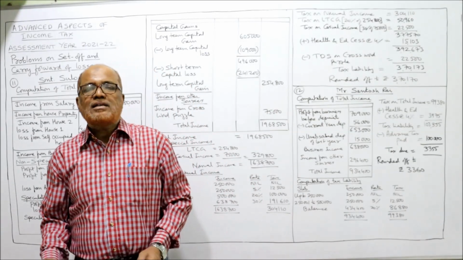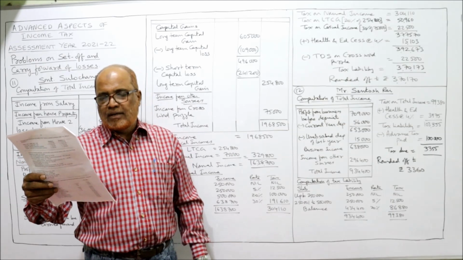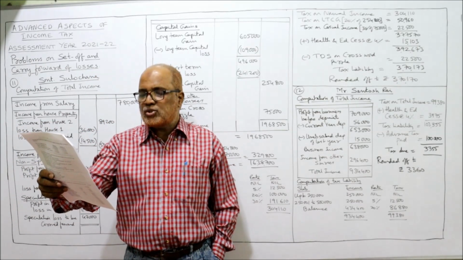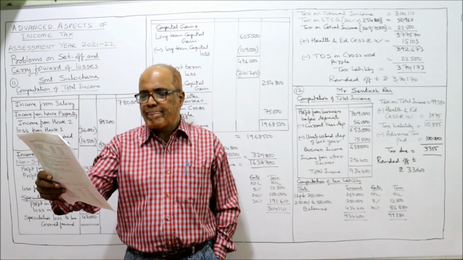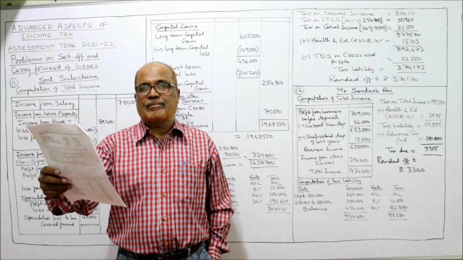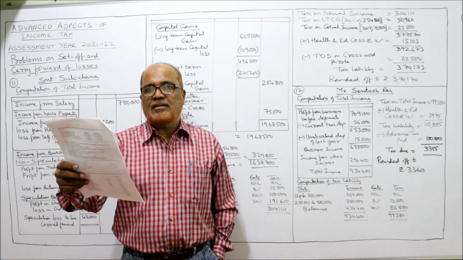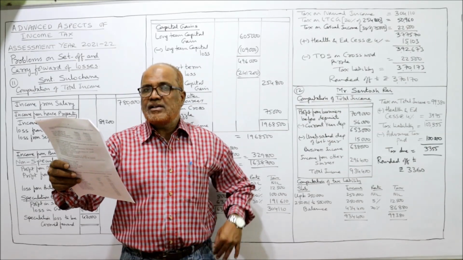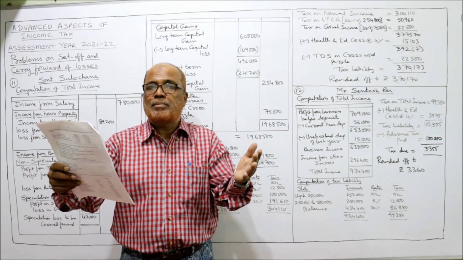Now 12th, the last and final problem. Mr. Santosh Rai submitted the following particulars of income and losses. Compute his total income and tax liability. Small problem. Profit from business before depreciation, 7,09,000. Current year depreciation 56,000. So the profit is given before charging depreciation.